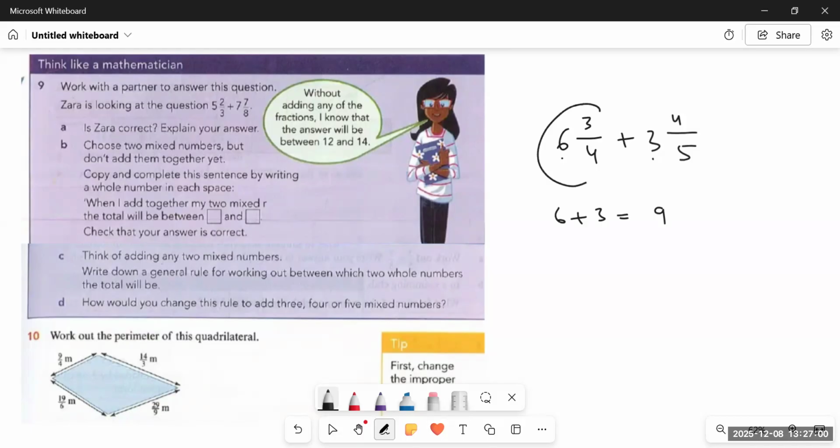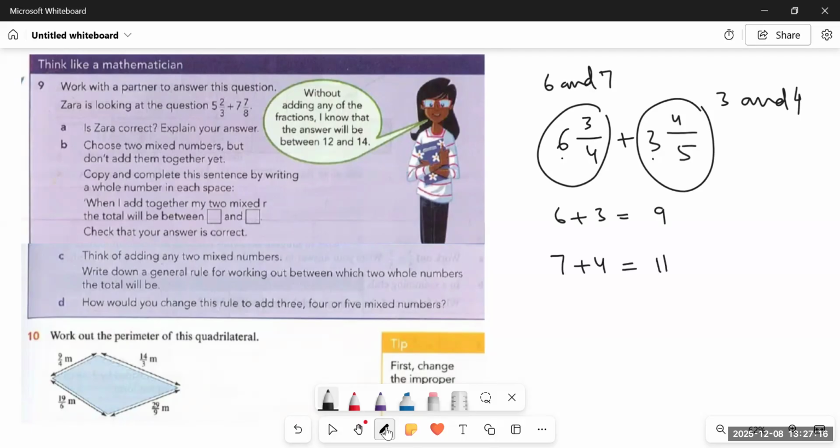Since 6 whole 3 over 4 is between 6 and 7, and 3 whole 4 over 5 is between 3 and 4. So when we add 6 with 3, it's 9. And when we add 7 with 4, it's 11. So my answer will be between 9 and 11. Right? That's what we have to do.